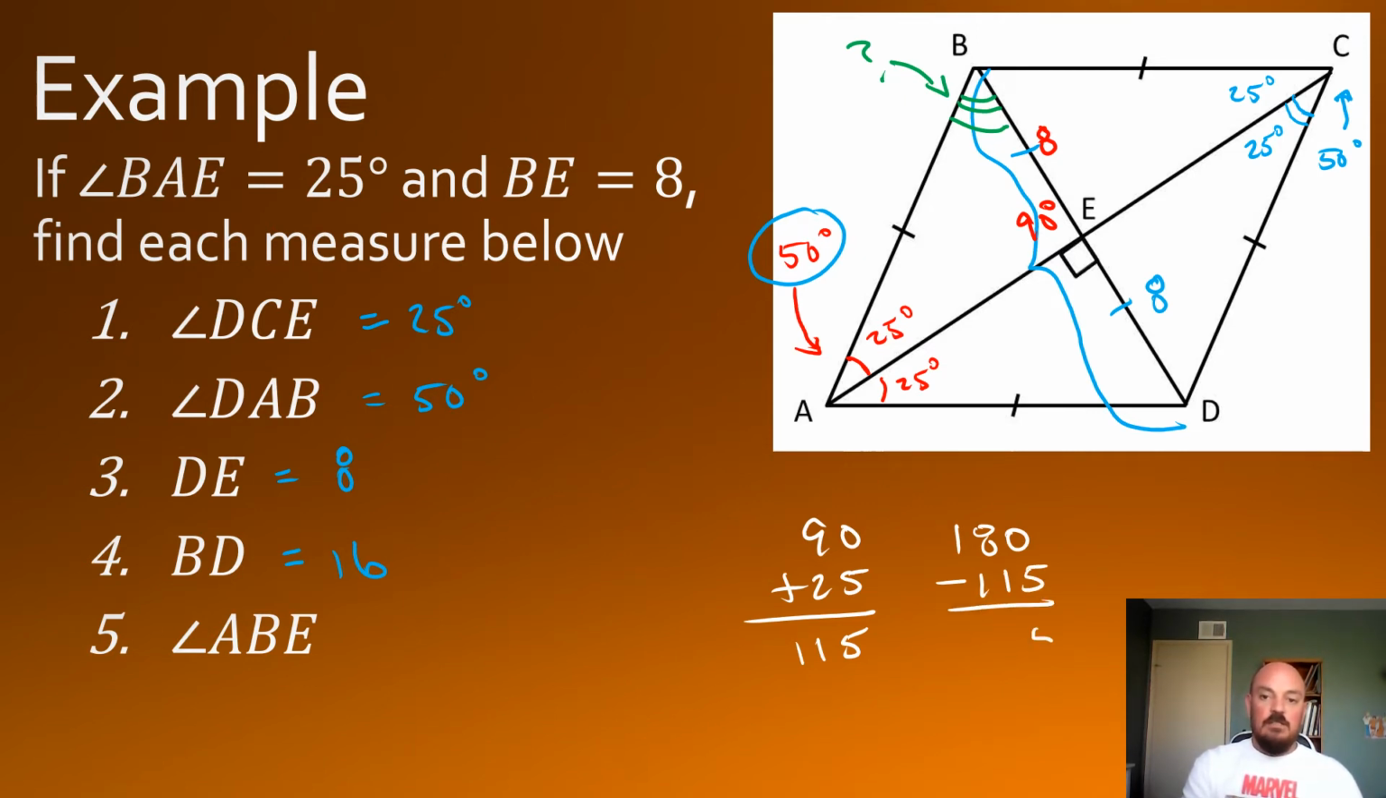That'll be my final answer. So we get 65. So final answer for angle ABE is 65 degrees. And I knew that because the 3 angles of a triangle have to add up to 180. So that was yet another theorem that we had to remember about triangles from last module.